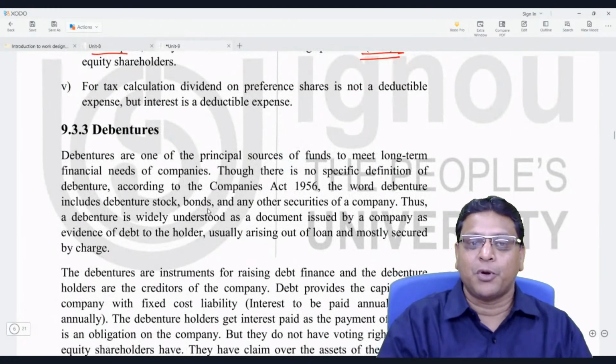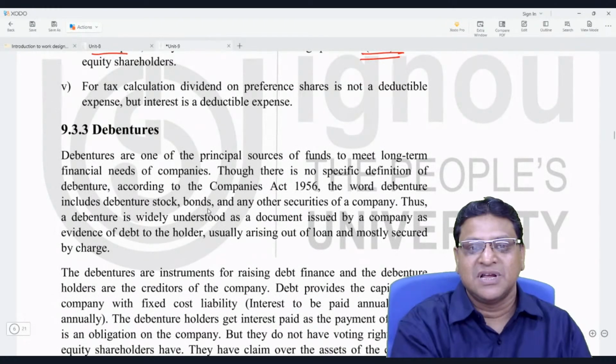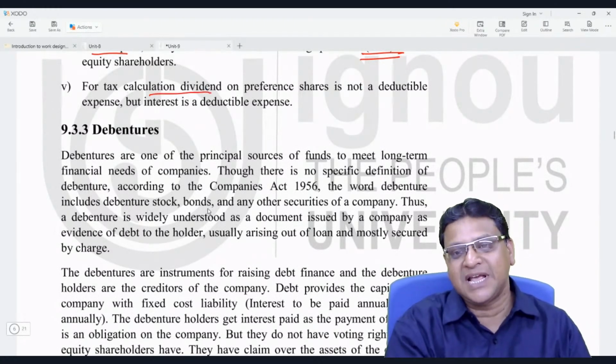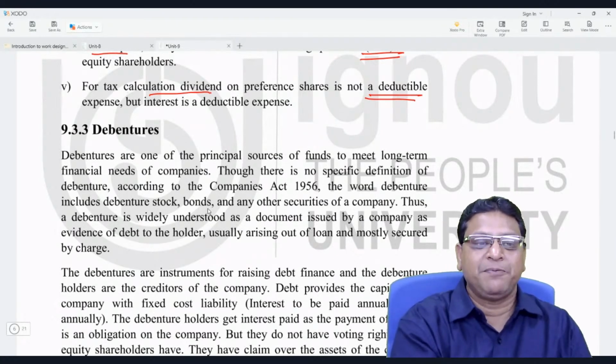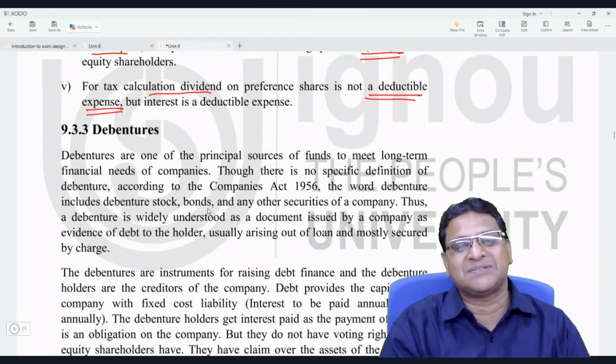Next, for purposes of tax calculations, preference dividend is not a tax deductible item because preference dividend is not an expense. It's an appropriation of profit.